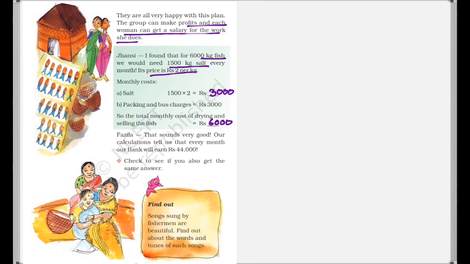So Fazila says, that sounds very good. Our calculations tell us every month the bank will earn rupees 44,000. Okay, so also check all your calculations if you are able to get this right or not.